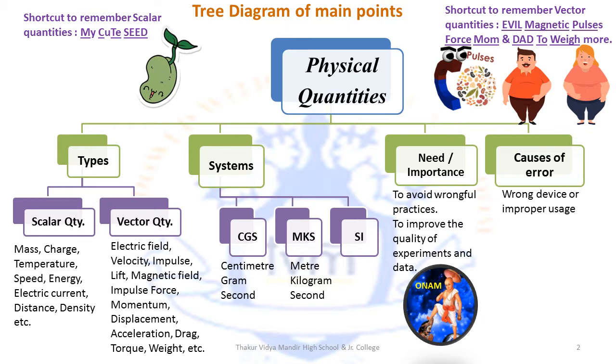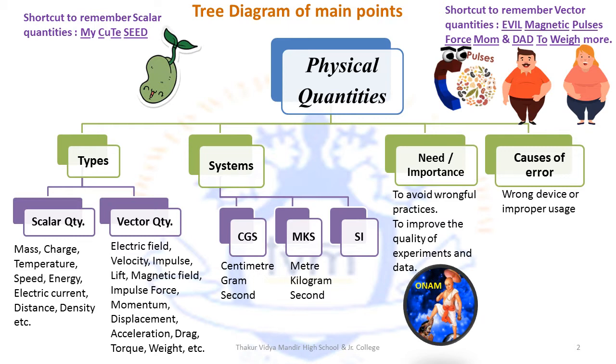E for electric field, V for velocity, I for impulse, L for lift, M for magnetic field, pulse for impulse, force for force, mom for momentum, dad, D for displacement, A for acceleration, D for drag, T for torque, weight, and there are many more vector quantities, but for standard 7th, learning 5 or 6 is enough.